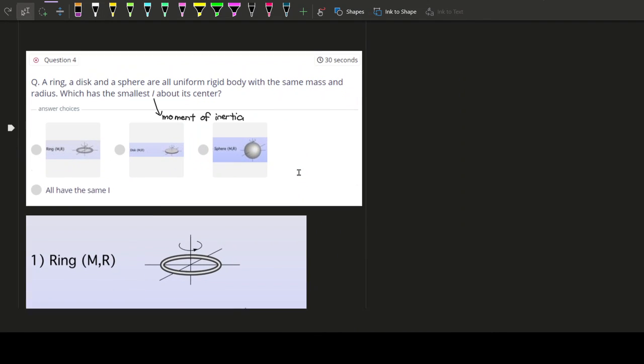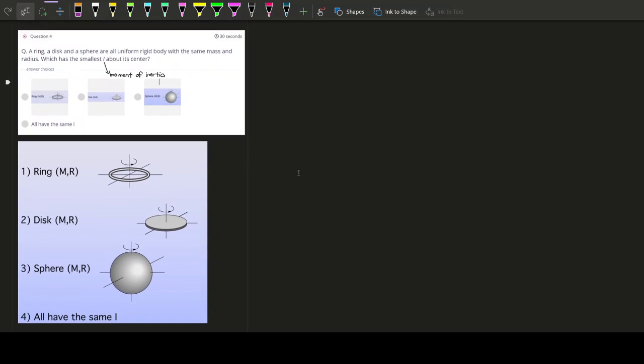So let me zoom out a bit. So here are the three objects that I have, and be very careful and remind yourself always that these three objects have the same mass and the same radius, so that will make our comparison more consistent. If you can recall the general formula for moment of inertia, if you have a lot of particles, it will be the sum of m r square.